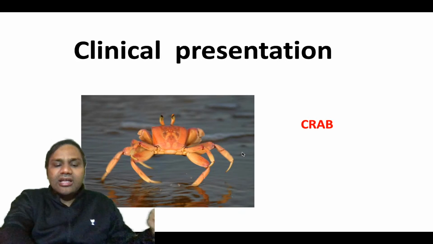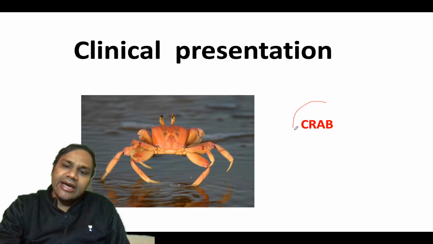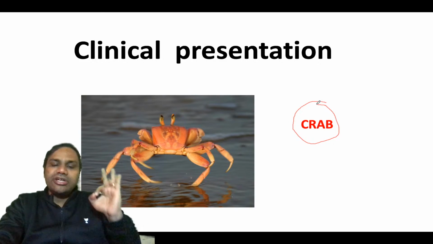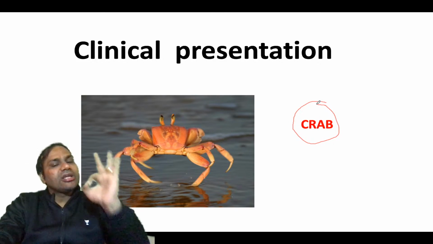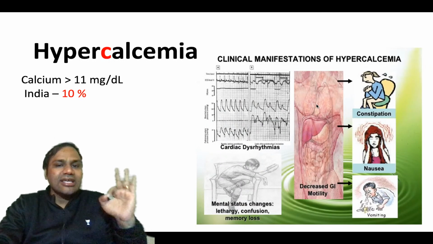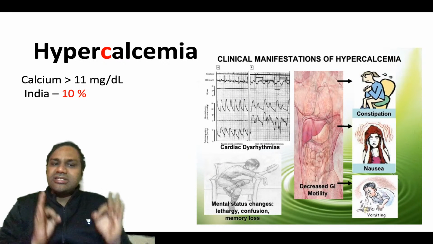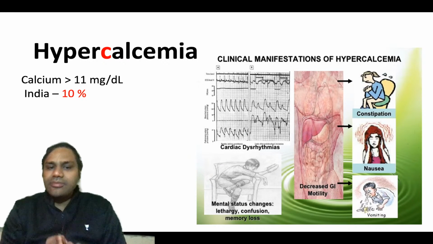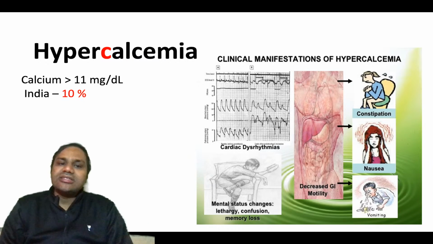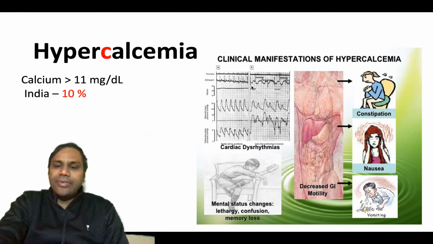Now, what are the clinical features? We have already discussed this. So, clinical features: CRAB. CRAB is the most important point you need to remember in case of multiple myeloma. C stands for hypercalcemia, basically calcium greater than 11 milligram per deciliter. In India, 10 milligram per deciliter is known as hypercalcemia.